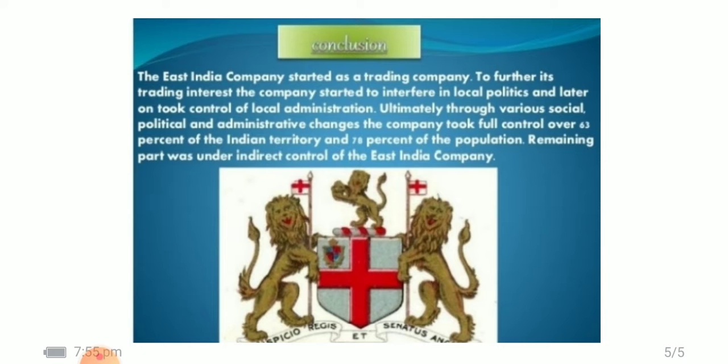By 1857, the company came to exercise direct rule over about 63% of the territory and 78% of the population of the Indian subcontinent. Combined with its indirect influence on the remaining territory and population of the country, the East India Company had virtually the whole of India under its control.